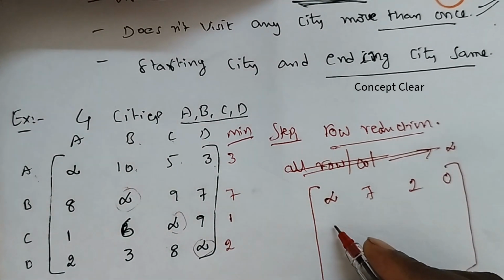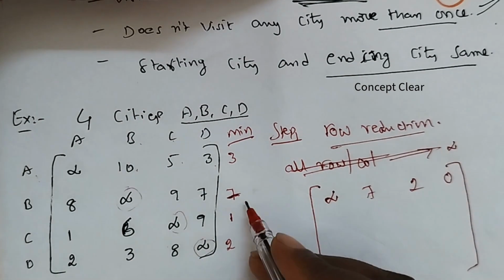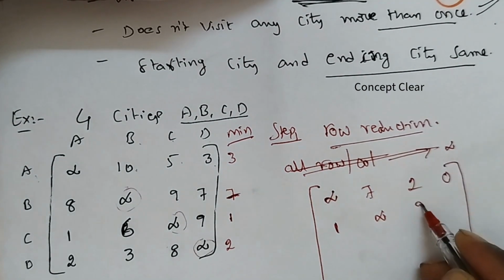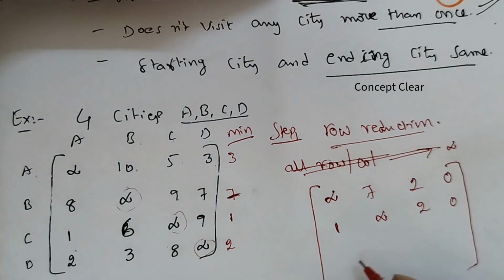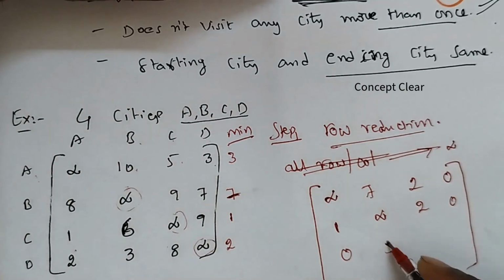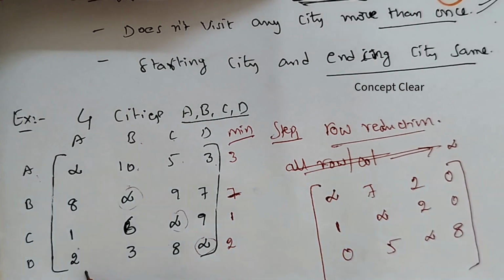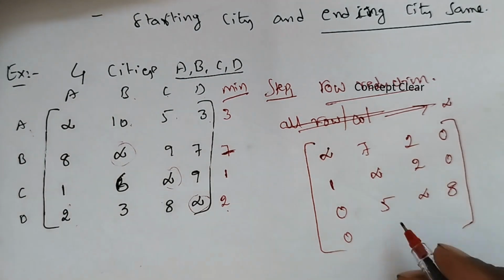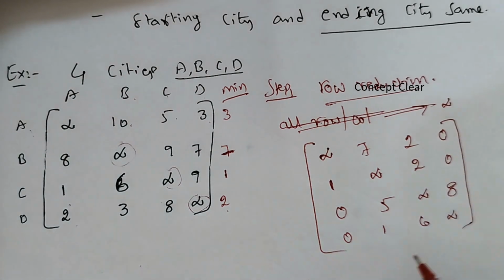Perform the row reduction with 7. So 8 minus 7 is 1, infinity, 9 minus 7 is 2, 7 minus 7 is 0. Next, 1 minus 1 is 0, 6 minus 5, infinity, and here 8. And what about here, 2 minus 2 is 0. Here 2 minus 3 is 1, 2 minus 8 is 6, and infinity. So this is the row reduction matrix.